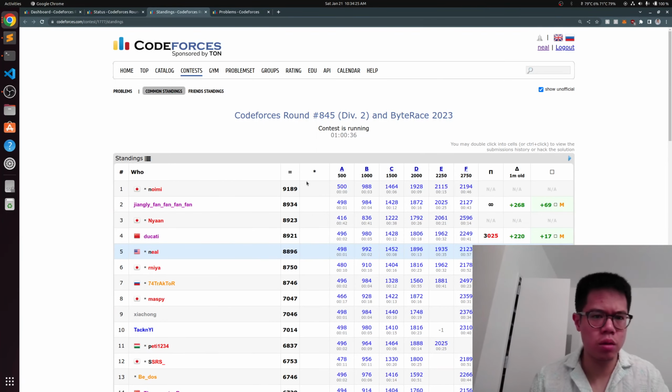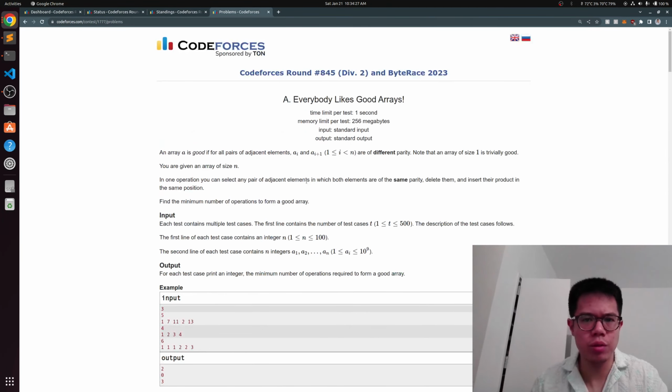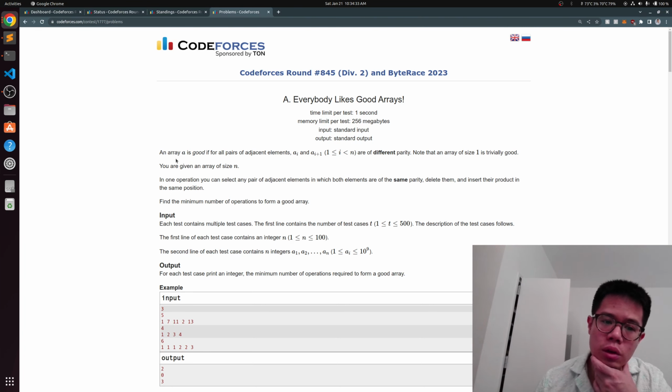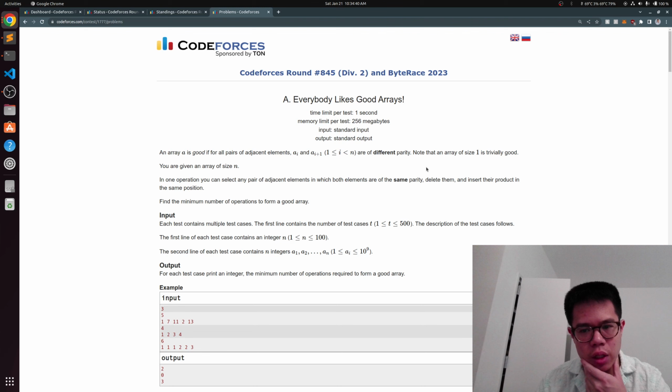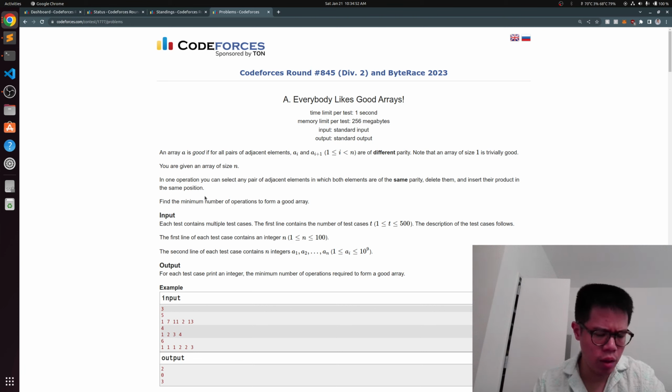Okay, let's talk about these problems real quick. So, problem A, you want your array. An array is good if every adjacent pair of elements have different parity, so one is even and one is odd. You're given an array, you can do this operation. Select any pair of adjacent elements where both are the same parity, delete them, and then replace them with their product. And then we want the min number of operations to form a good array.